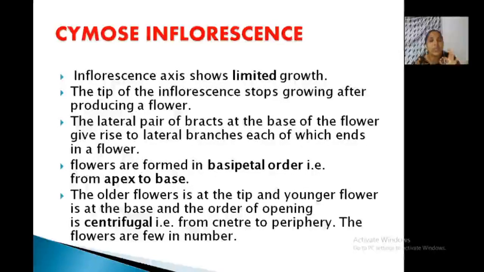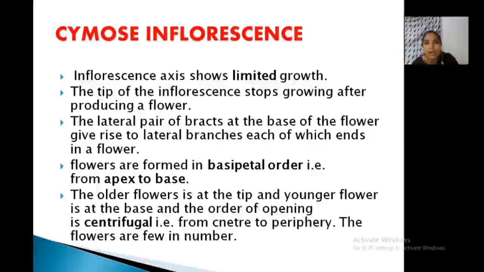In cymose inflorescence, the main axis usually ends with a flower, or the main axis shows limited growth. So the older flower is at the tip, and the younger flower at the base. Just after producing a flower, the main axis stops its growth. So main axis growth is limited. And it is in basipetal order. What is basipetal order? The older flower at the apex, the younger flower at the base. Just opposite to that of racemose.